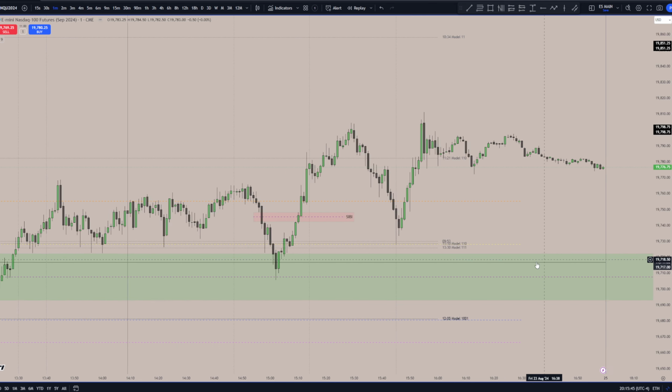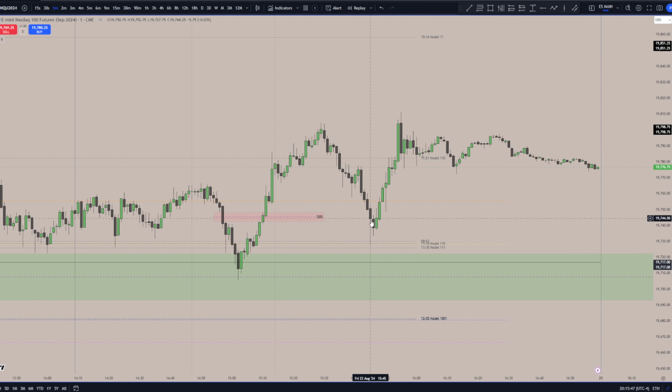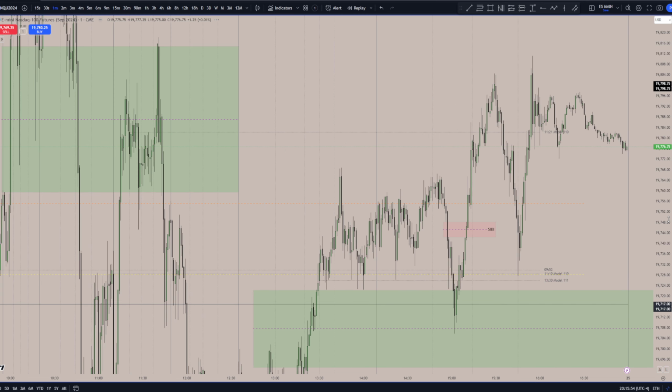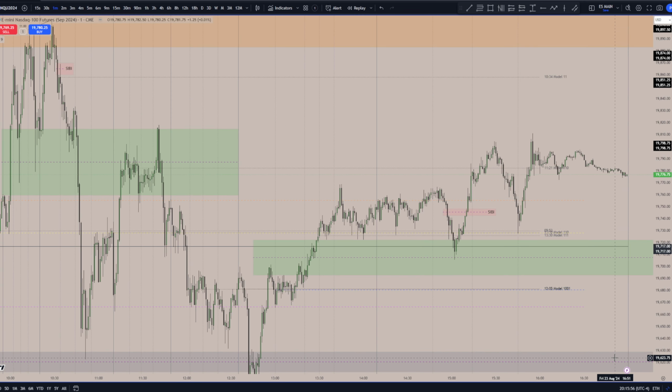Any questions here? And look at how beautiful this is. 1545, guys. I forgot to mention this. 1545, we get a perfect wick into these root candles and then a reversal right after that time. Random, right? Completely random.